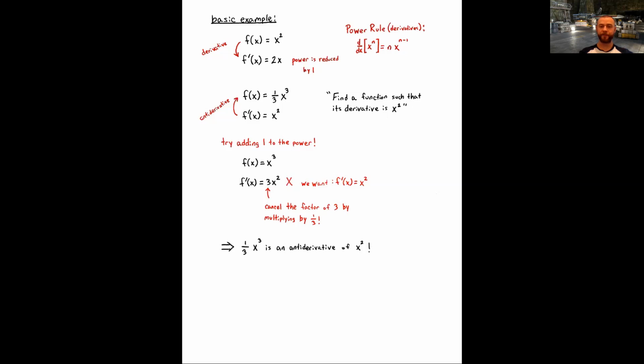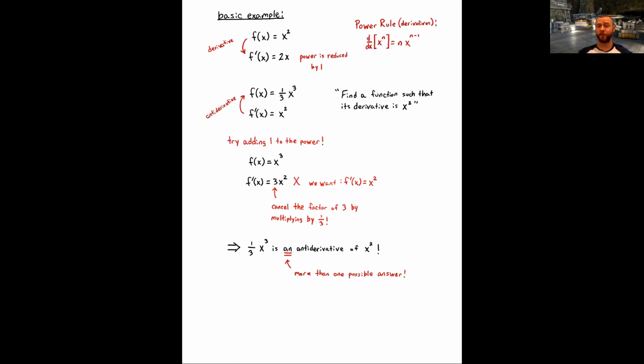Now notice the wording. It says 1/3 x cubed is an antiderivative. This is implying that there's more than one possible answer. This is the start of those conceptual problems we mentioned with inverse operations. Specifically here, there's a conceptual problem when trying to define antiderivatives.